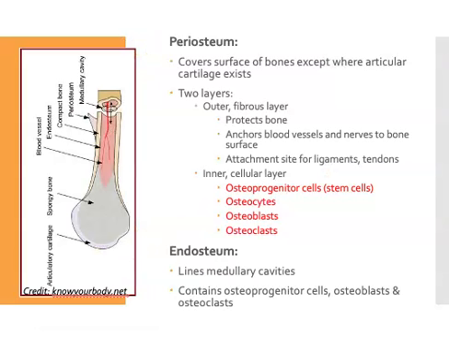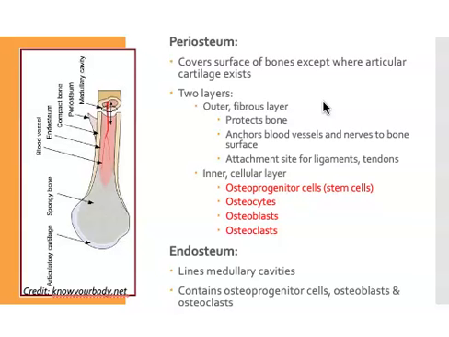Periosteum covers the outer surface of all of the long bones, and in fact of all of the bones in the body. The only place where you don't find periosteum is in the areas where there is articular cartilage. Periosteum is actually a pretty thick layer of tissue. It has an outer layer and an inner layer to it. The outer layer is the more fibrous layer, the tougher layer, if you will, and the inner layer is full of cells.